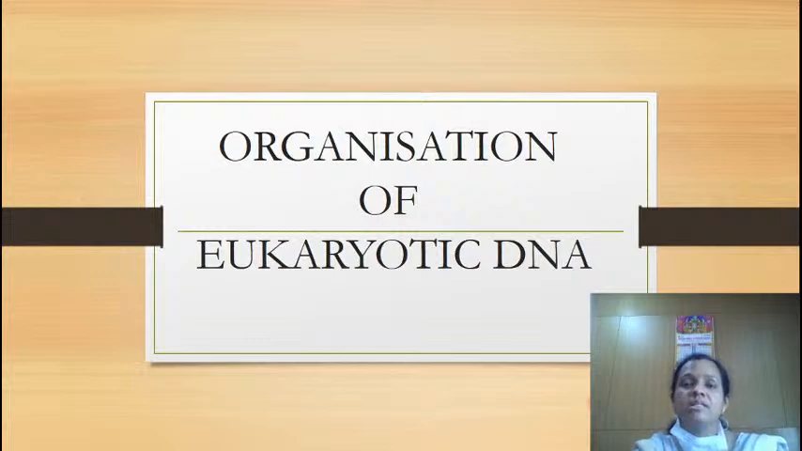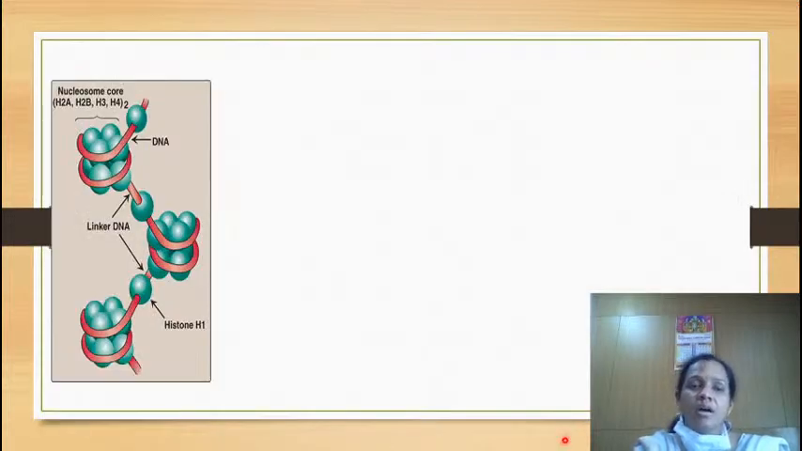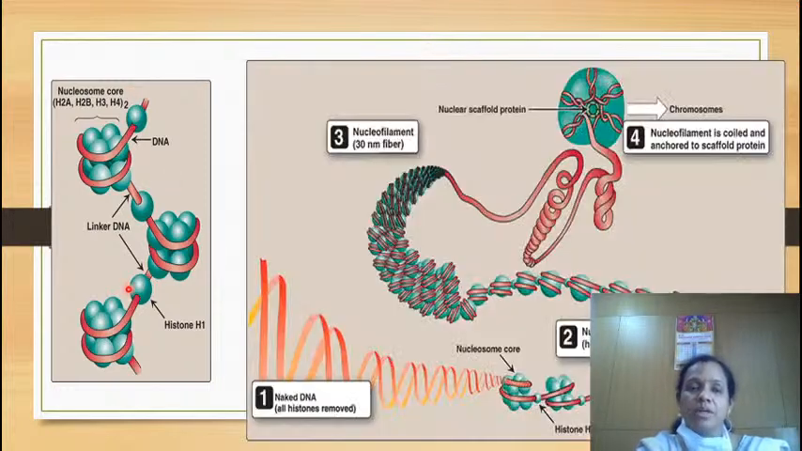This organization, we have already seen, is helped by histones. So the DNA will bind around an octamer of histones, and in between these there is H1 that will prevent the collapse of these nucleosomes. The DNA wound around the histones, this whole complex, you call it a nucleosome.